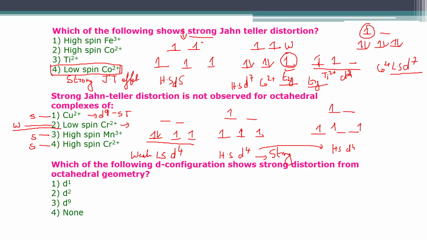And which of the following d configurations show strong Jahn-Teller in octahedral geometry? We know d1 is having a weak Jahn-Teller. d2 is also having a weak Jahn-Teller because the unsymmetrical arrangement is in t2g. And d9 is our answer because the unsymmetrical distribution is in the eg orbitals. t2g orbitals are symmetrically arranged, but eg orbitals are unsymmetrically or unevenly arranged. So electronic degeneracy is present and strong Jahn-Teller is possible in d9. The option is the third one.